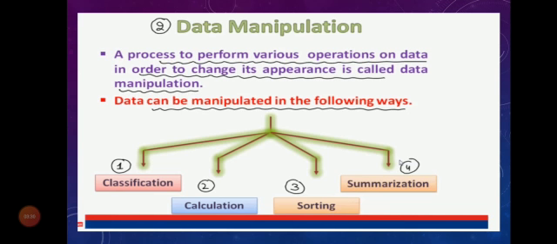Now the second, data manipulation. What is data manipulation? The process of applying different operations on the data is called data manipulation. A process to perform various operations on the data in order to change its appearance is called data manipulation. Data can be manipulated in the following ways: classification, calculations, sorting, and summarization.